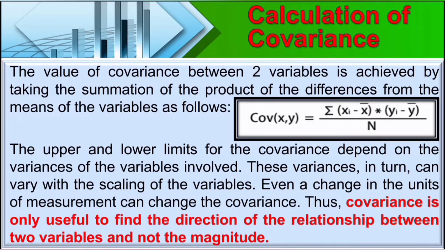The upper and lower limit for the covariance depends on the variances of the variables involved. These variances in turn can vary with the scaling of the variables. Even a change in the unit of measurement can change the covariance. Thus, covariance is only useful to find the direction of the relationship between two variables and not the magnitude.